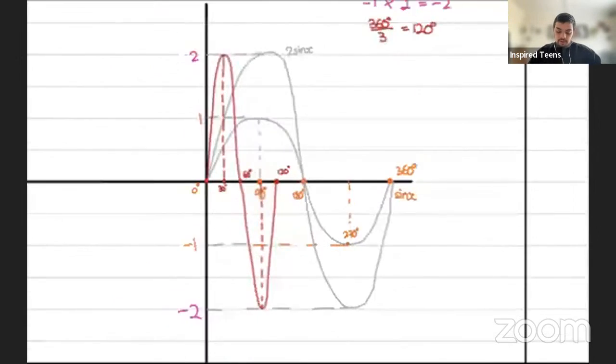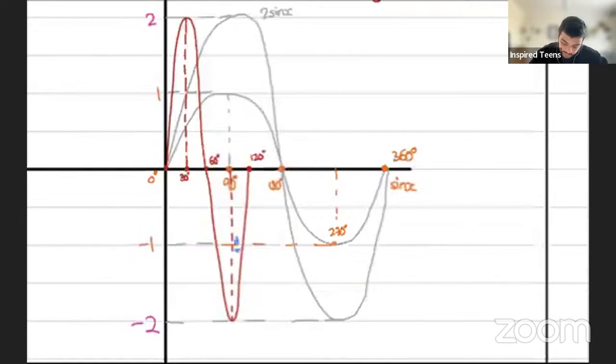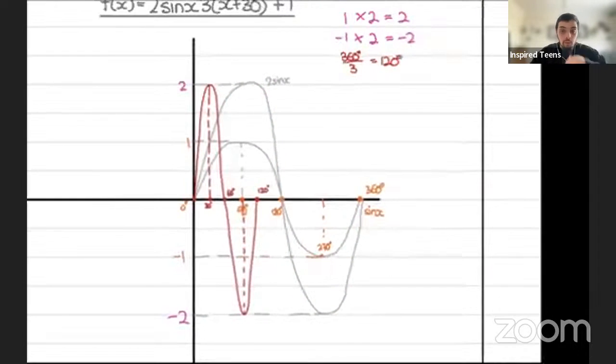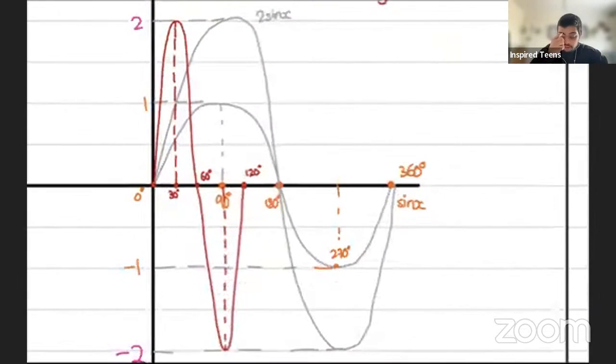Please stop me if you don't understand anything and I can re-explain it, but so far I hope that this makes sense. So yes, the first change was to increase the amplitude all the way up, right? We made it 2 sine x. The next thing was to decrease the period to 120 degrees. So that literally means compress the entire graph, right?